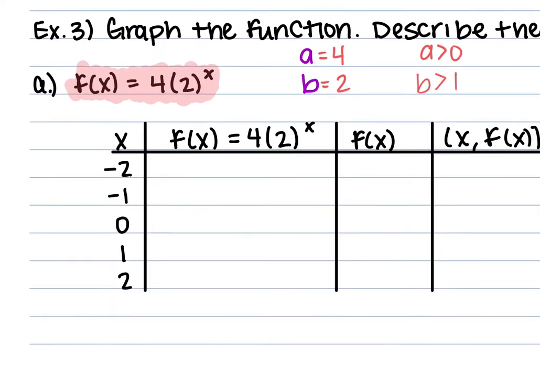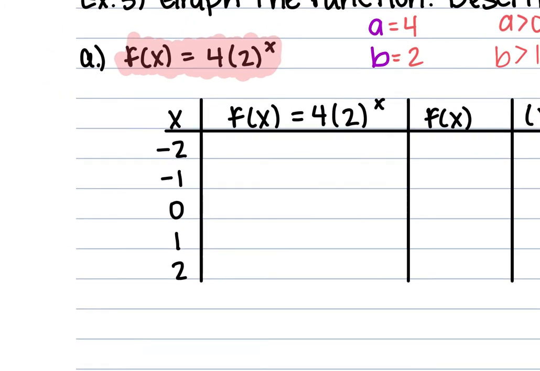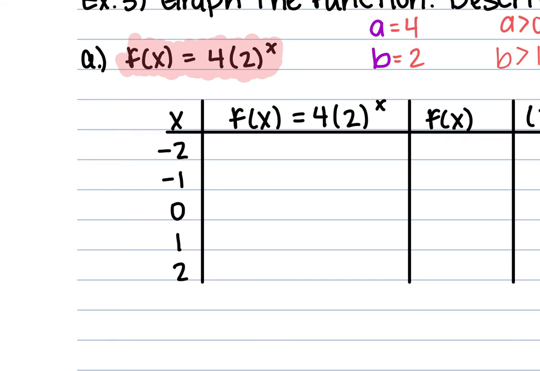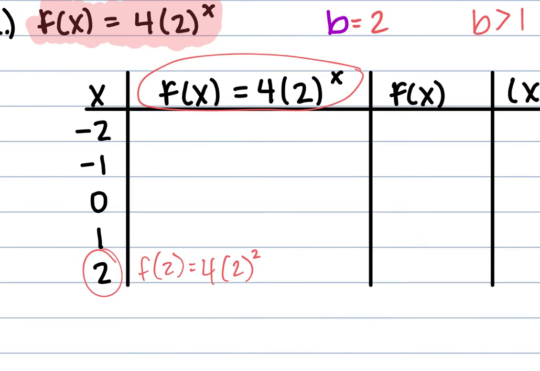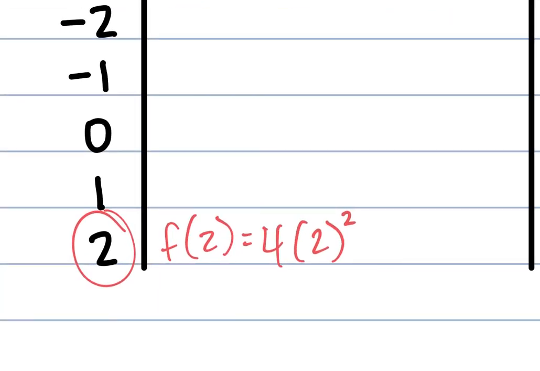So let's talk about when we plug in x. Actually, let's start from the bottom. Let's plug in x is 2 and then we'll move our way up. So if we plug in 2 into this function, we're going to get f of 2 equals 4 times 2 to the second power. I just plugged in 2 for x. Do you guys remember doing this yesterday? We got f of x value at an x value, right? So what do I do here to figure out f of 2?